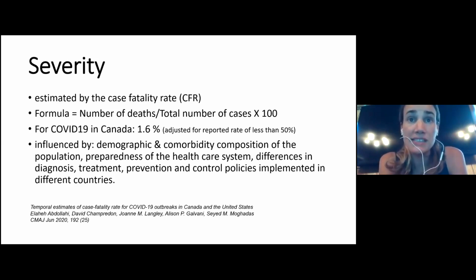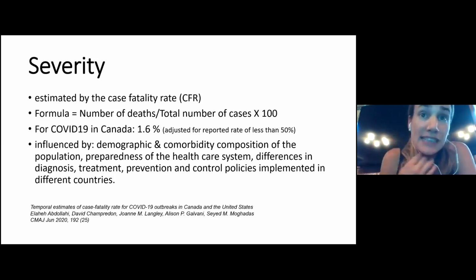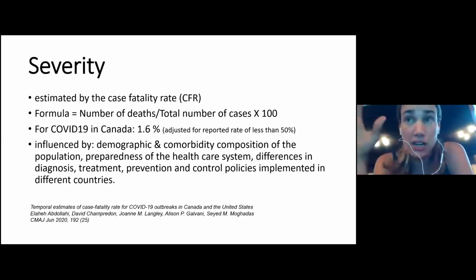So the number of deaths over the total number of cases times 100. For COVID-19 in Canada, there's a reference down here. There are a lot of publications on COVID, it's insane. But this one is from CMAJ. I'm not an epidemiologist.